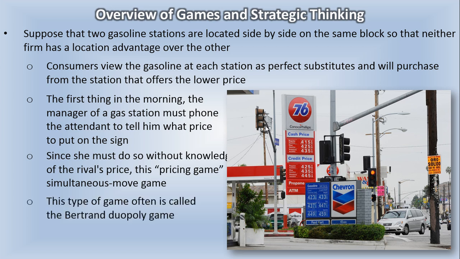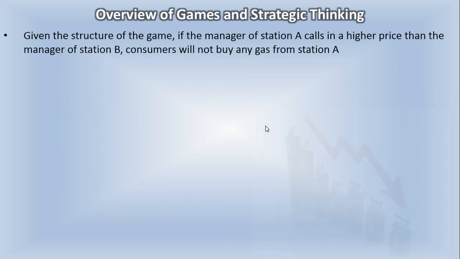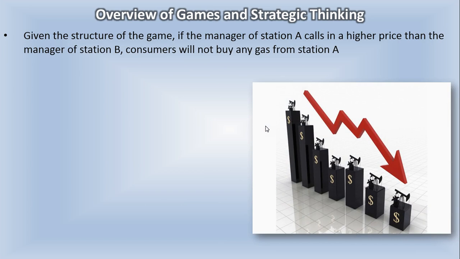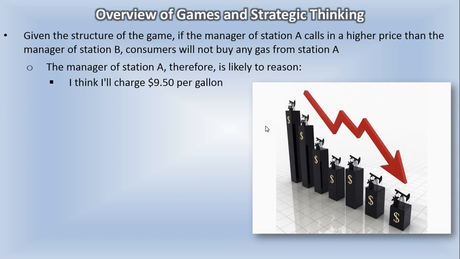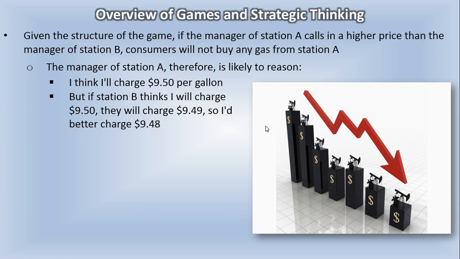So this type of game is often called a Bertrand duopoly game. So given the structure of the game, if the manager at Station A calls a higher price than the manager of Station B, then consumers will not buy gas from Station A, obviously. The manager of Station A, therefore, is likely to reason, I think I'll charge $9.50 per gallon, let's say, which would be lower than maybe what Station B would charge. If Station B thinks that the manager will charge $9.50, then they will charge $9.49.